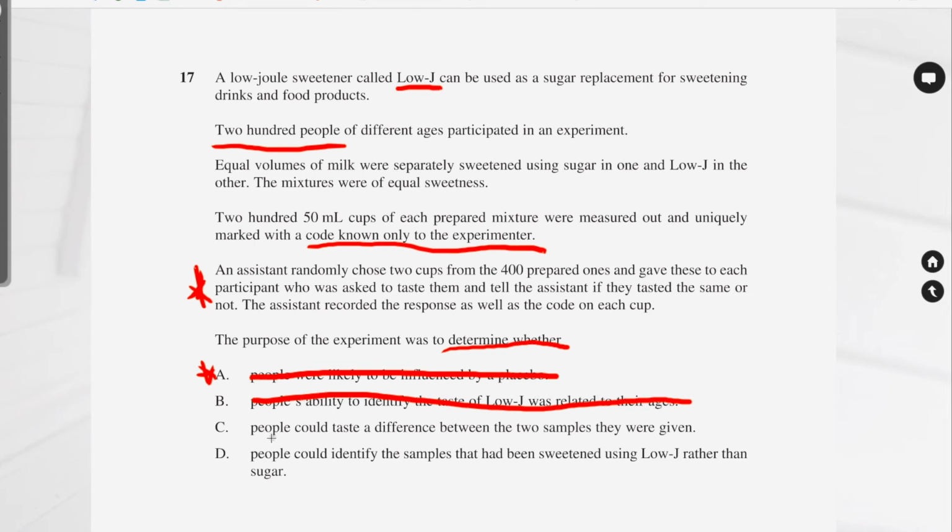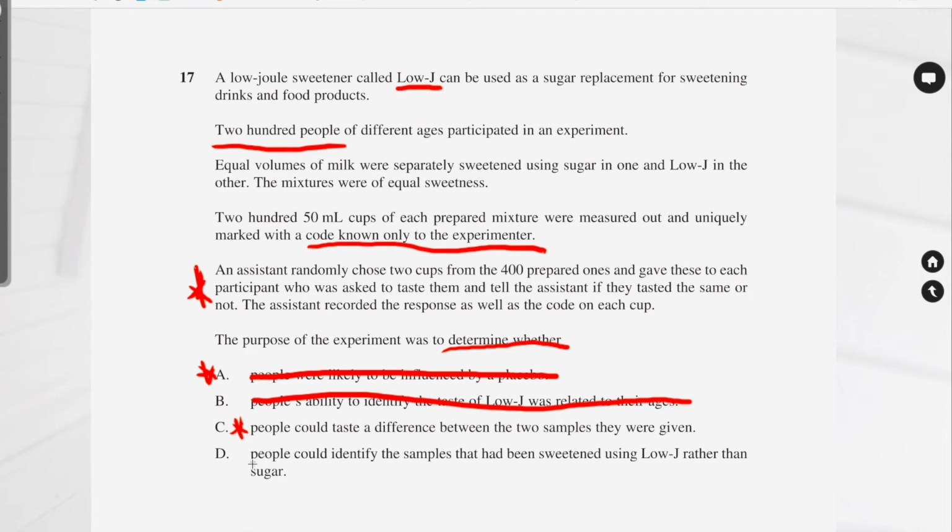People could taste the difference between the 2 samples they were given. Now that sounds plausible. And if we look here, each participant was given 2 of the cups. One had this low J, one had the sugar. So C is a plausible answer for us. People could identify the samples that had been sweetened by using low J rather than the sugar. Now again, maybe they could, but they weren't really told that.